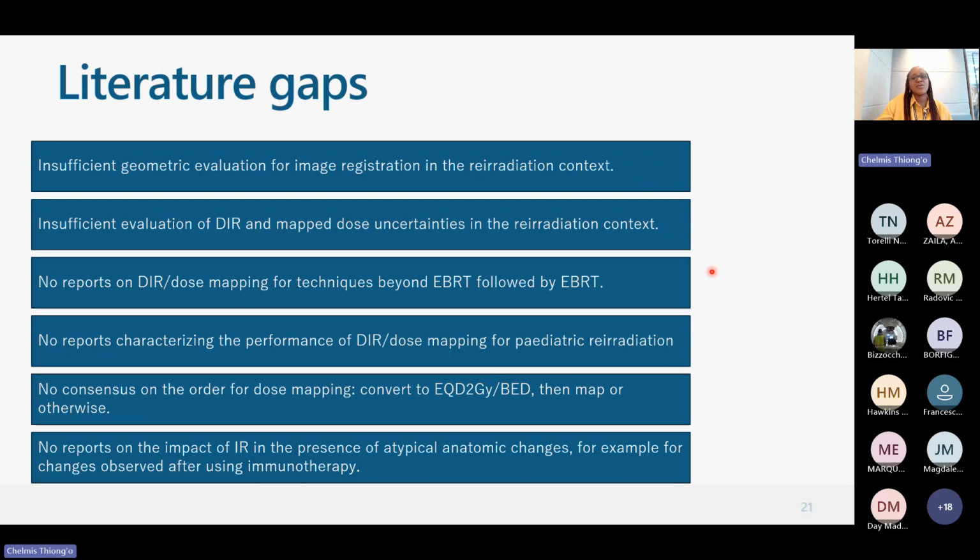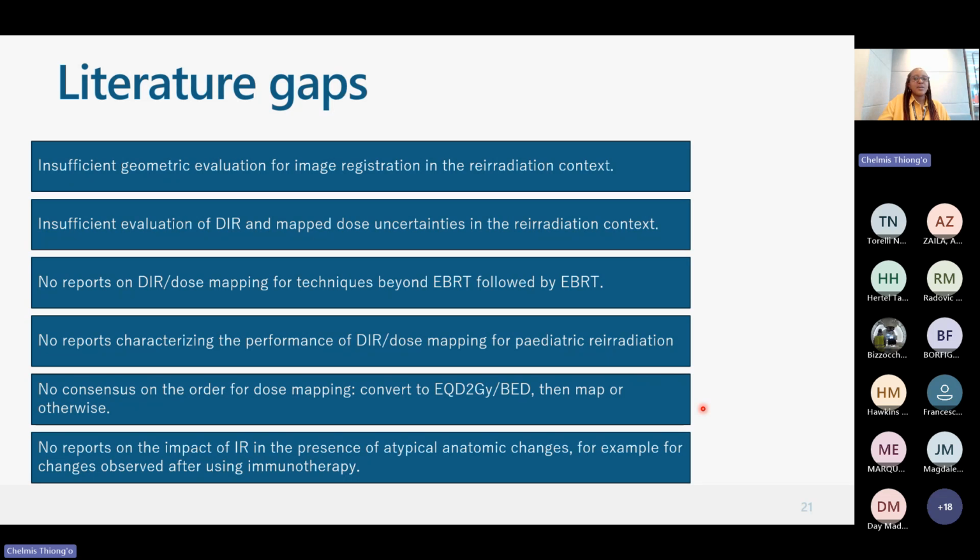The third is that there were no reports evaluating deformable registration and dose mapping beyond the use of external beam radiotherapy followed by external beam radiotherapy. And the fourth was that there were no studies characterizing deformable registration or dose mapping performance in certain areas such as pediatric irradiation, including considerations for normal growth. The fifth, there was no consensus on the correct order of dose conversion relative to spatial mapping.